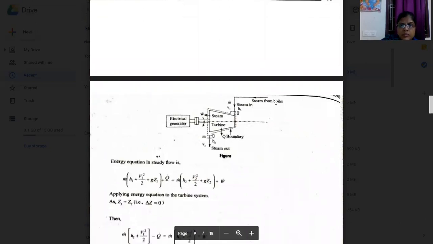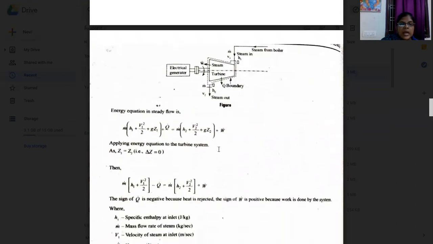Here, steam from the boiler is taken into the turbine, and in the turbine the blades are rotated, and when the blades are rotated, it rotates the shaft. When the shaft is rotated, it is coupled to the electric generator. In the electric generator, we get the electric power. So the rejected steam is going to the condenser.